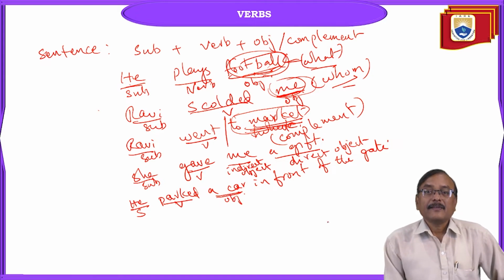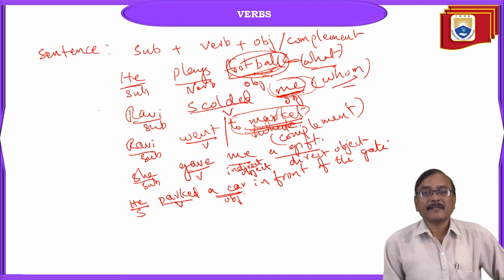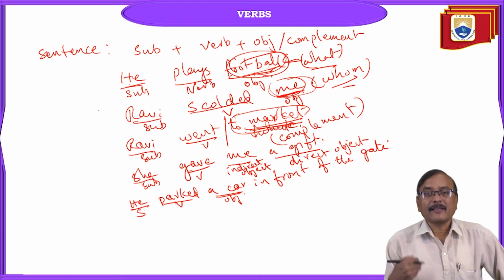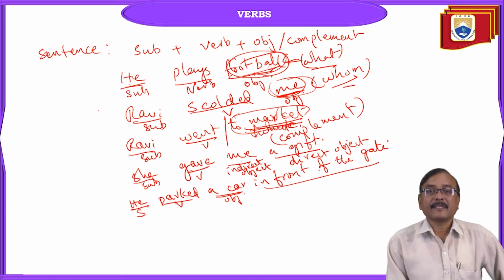Next, you may question, he parked a car. Any more questions like that? After that, he parked a car. What question do you raise here immediately? He parked a car where? Okay, where? Right? The answer will be in front of the gate.